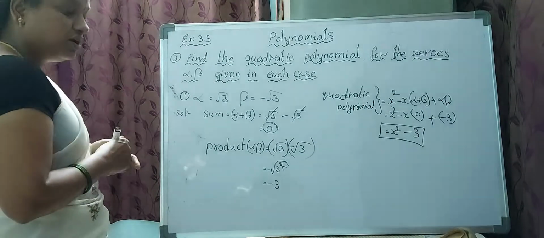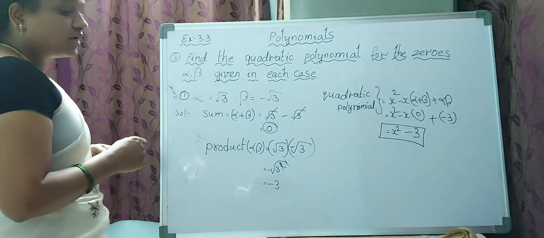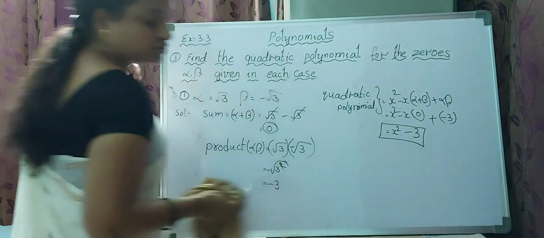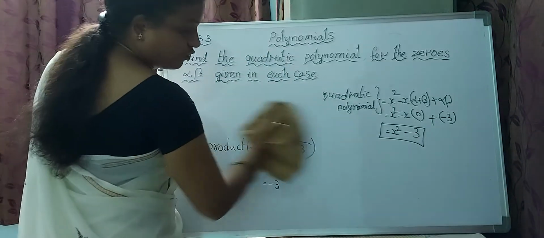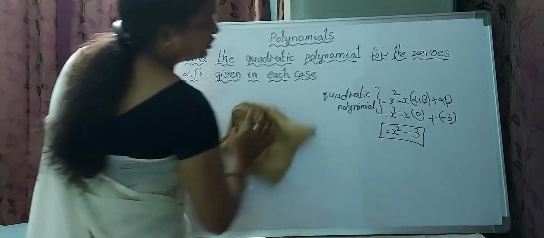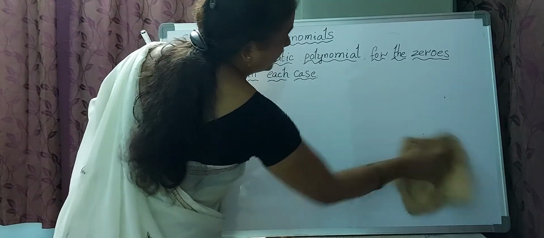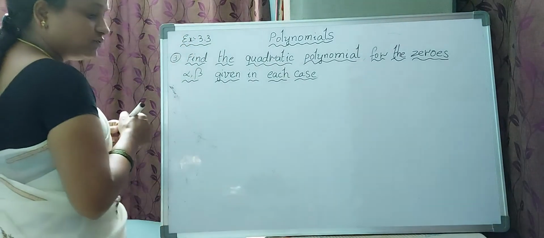In this way we can do the problem. The third one you do on your own. Only the third one is homework. Only the remaining fourth one I will tell you. How to do the fourth one?